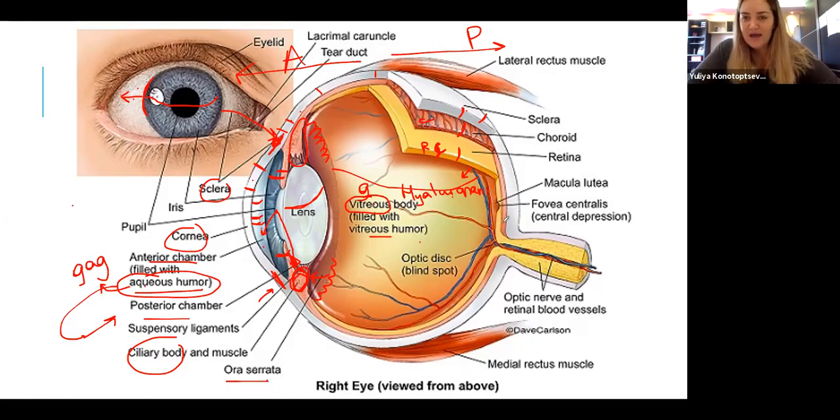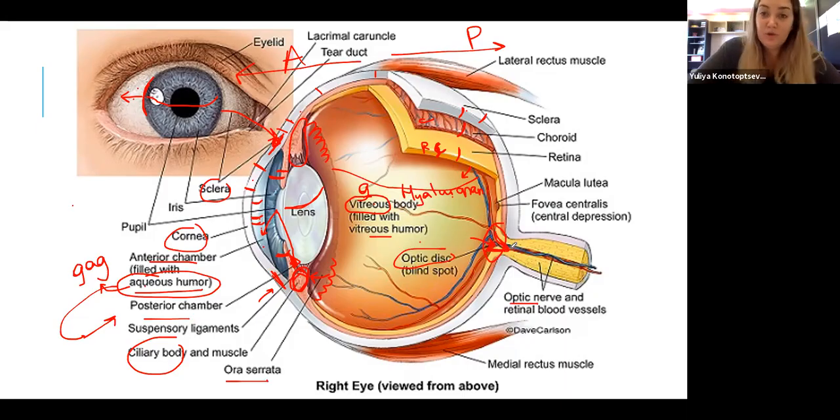At the back of the eye, here you have an optic disc. Optic disc is considered to be a blind spot because this is the area where rods and cones are absent. So in this part of the retina, you will not find rods and cones. So that's why it's a blind spot of the eye. Optic disc is the beginning of the optic nerve. So that's the area where some kind of axons are going to be coming here.